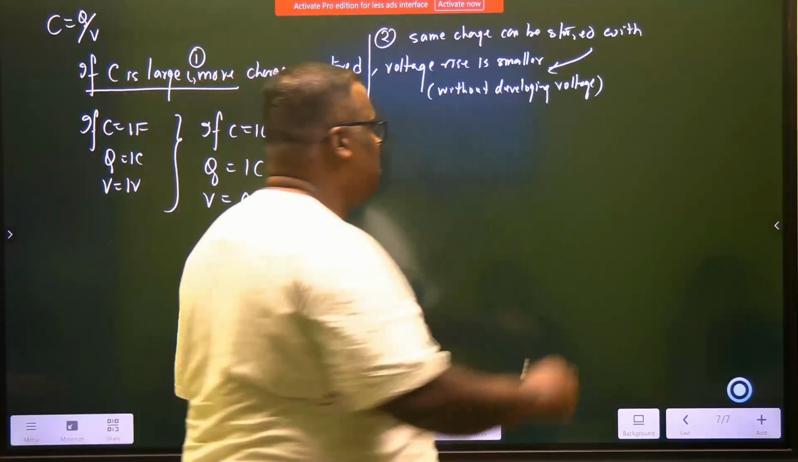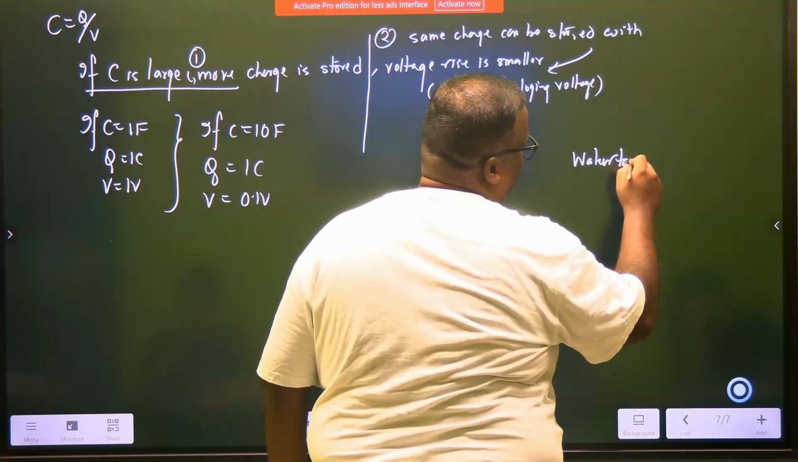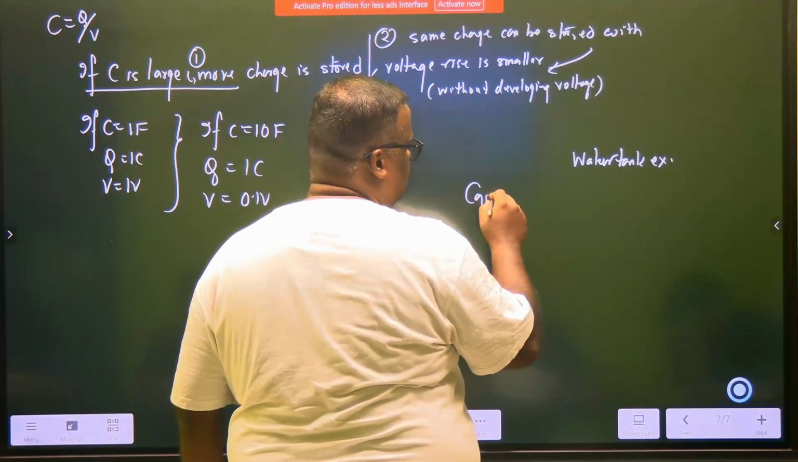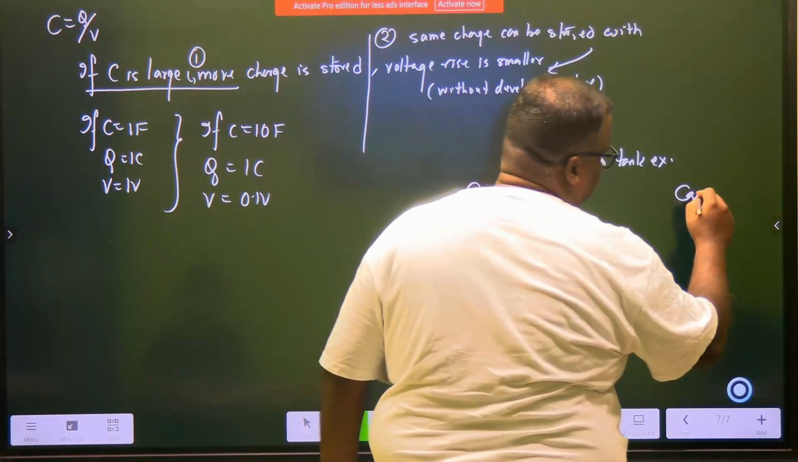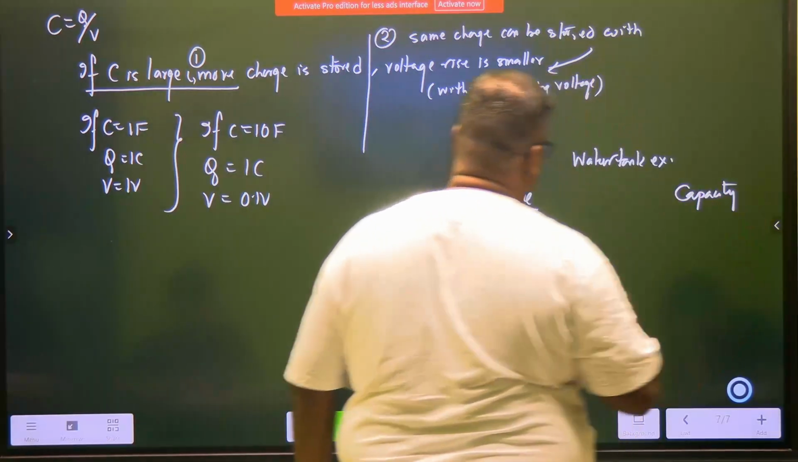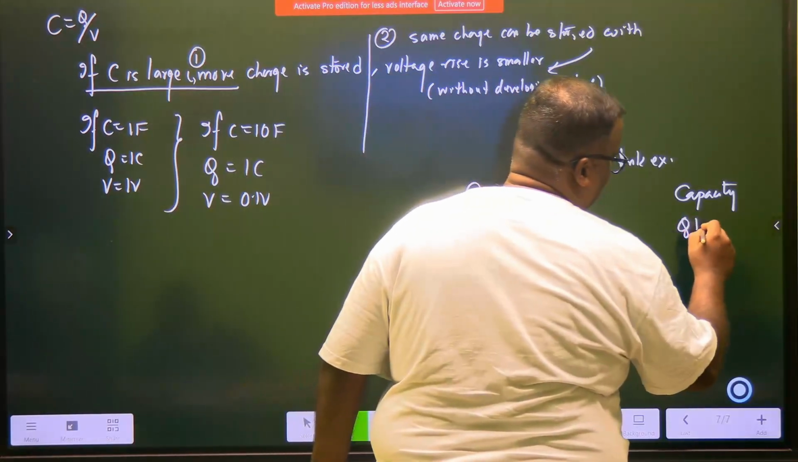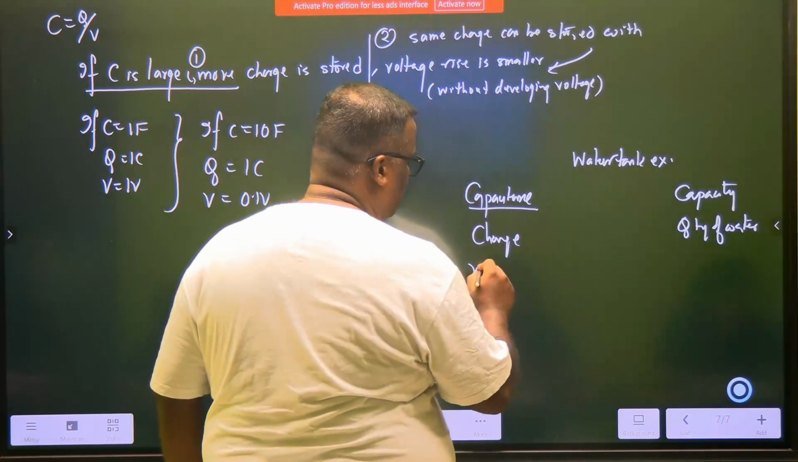This you can understand very nicely with a water tank example. Water tank example. What is it? Capacitance. This is what you are studying. In the water tank, it is capacity. Charge. This is quantity of water. Voltage rise.